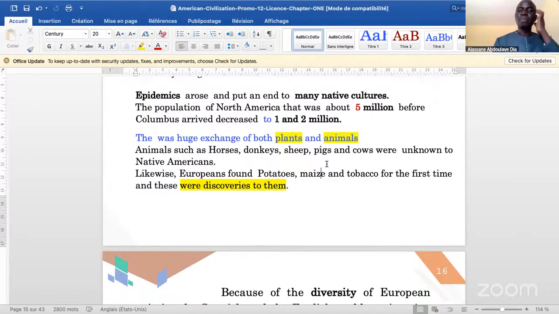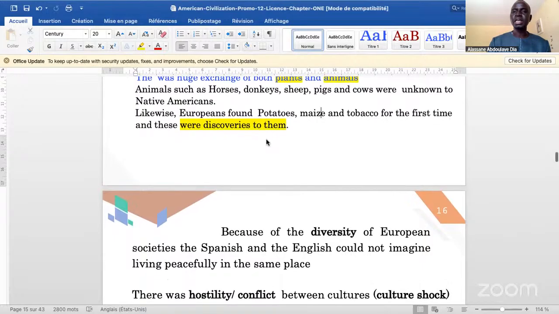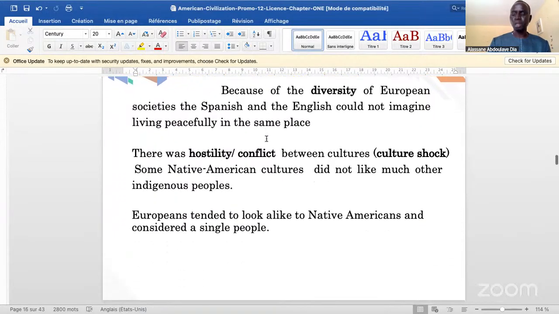Now, what did Europeans learn from Americans? In terms of plants too, Europeans found potatoes, maize, and tobacco for the first time, and these were discoveries. Europeans started seeing plants that did not exist in Europe: potato, maize, and tobacco. Is it okay, class? I move on.